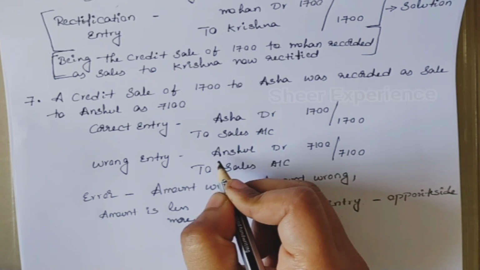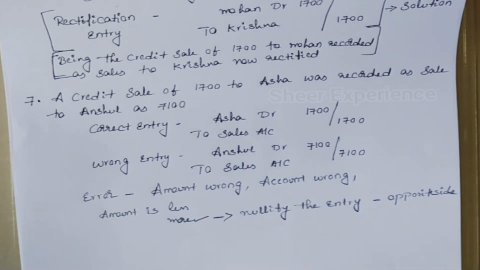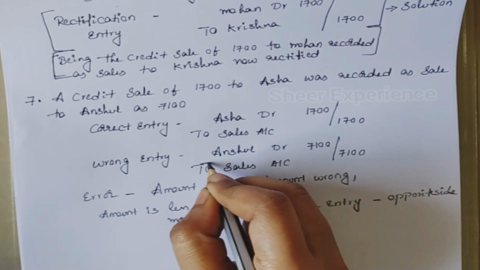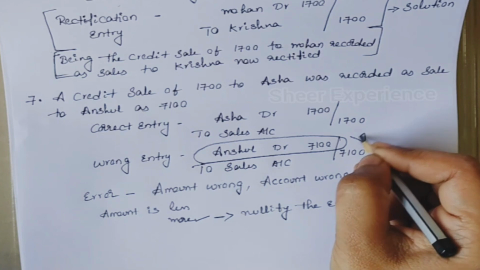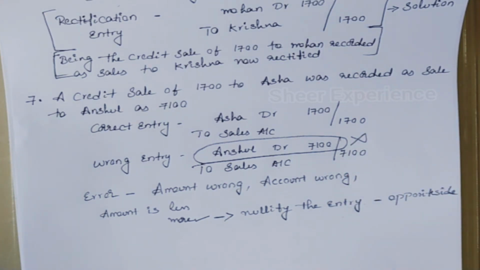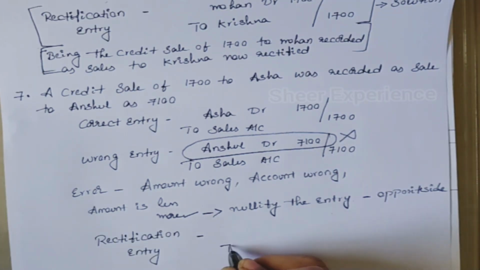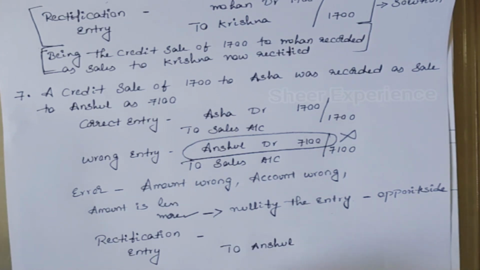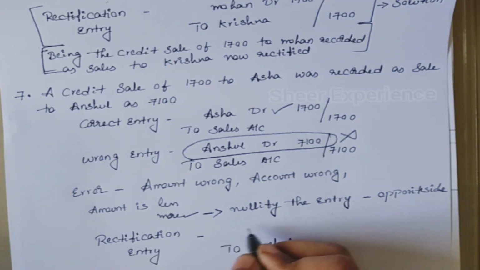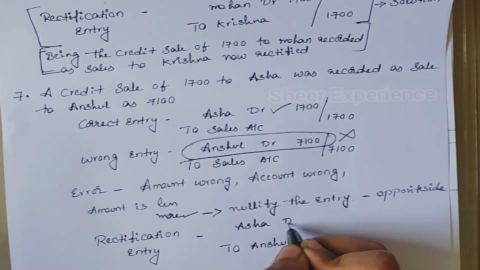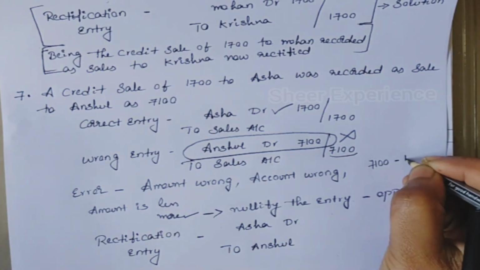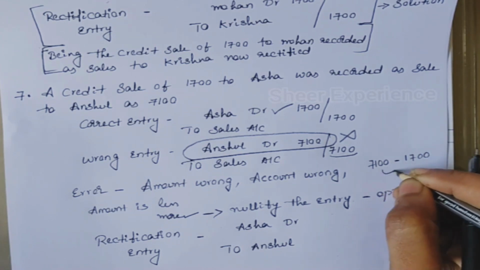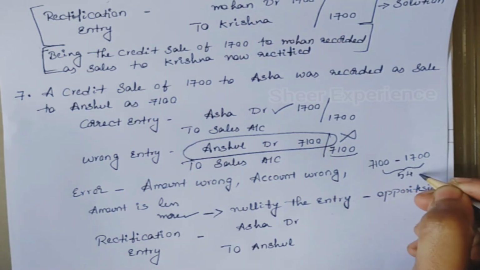Now we will check which is the wrong account that we have recorded. Here Anshul is the wrong account. We need to eliminate this account. Here Anshul is debited, so we need to credit it. To rectify this error, in the rectification entry, we will write to Anshul first and Asha is the correct account, so we will debit Asha. Now we will find the difference between correct amount and wrong amount. That is 7,100 minus 1,700, which comes to 5,400.